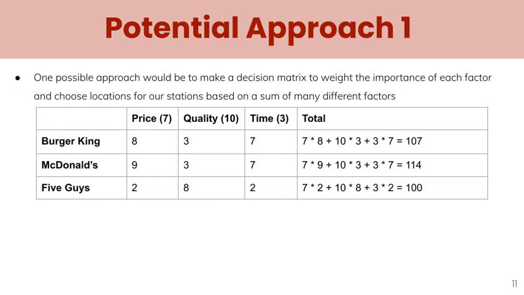Basically, how we calculate these numbers is we multiply the ranking. So for example, Burger King in price is 8, multiplied by the weighting, so 8 times 7. And then you add all the multiplications of weightings and scores across all the categories to get a final score. And so whatever restaurant has the highest score is what we consider to be the best.